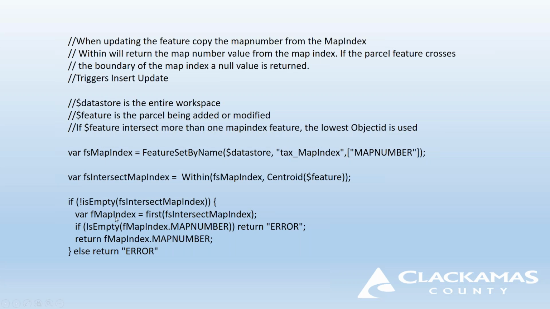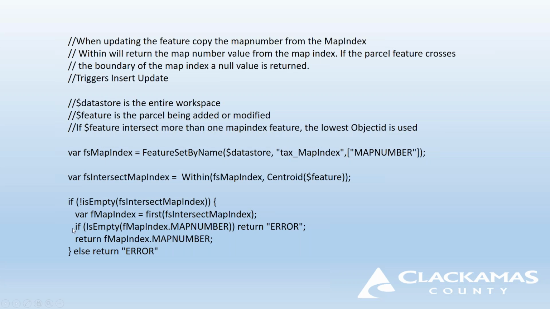Now, up here in the code, it's going to grab the first object that is in the array and put it in this variable. Then I'm doing a check here. If that map number value is empty, return error, because if I get a hit and for some reason that map number value is empty, I want to let the user know that there's a problem and they need to fix the map number in the map index. And else, return map number. And what's nice about Arcade is as soon as it hits that return, it stops executing. The expression's over. So you don't really need to do if else in a lot of cases.